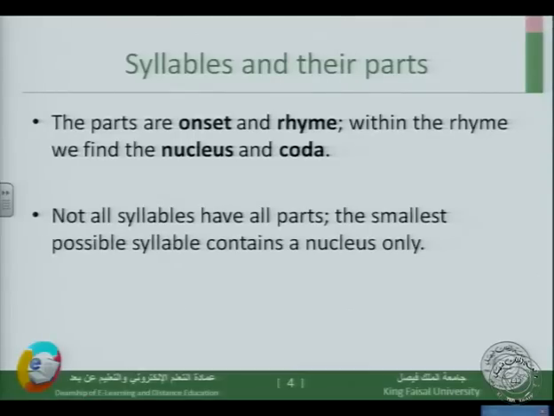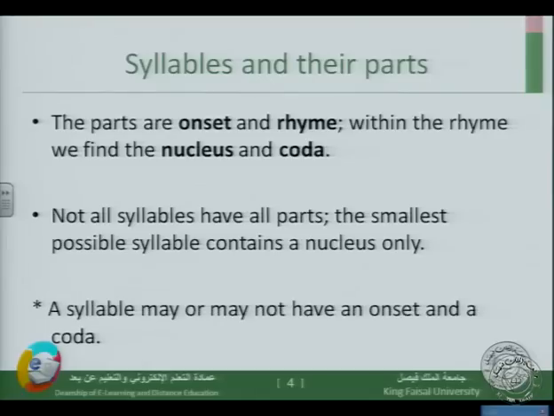Also, we've said that not all syllables have all the parts. The smallest possible syllable contains a nucleus only. So every syllable, whether large or small, should have a nucleus, okay? And we said a syllable may or may not have an onset and a coda. We said the onsets are often consonants, right? And the codas are often consonants, are always consonants actually. So I'm talking about the coda. The codas are always consonants, okay?